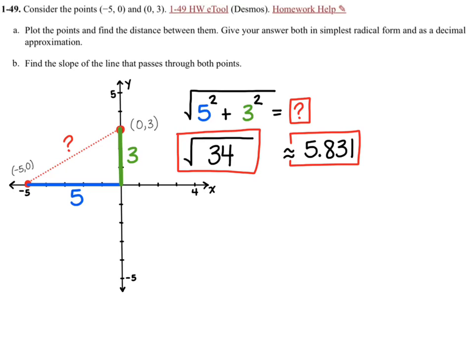The next question was the slope, and if you remember, slope is rise over run. Well, in this problem, we were rising 3 and we were running 5, and so the legs of that right triangle actually tell us the slope of this red line. And that's the end of the problem.